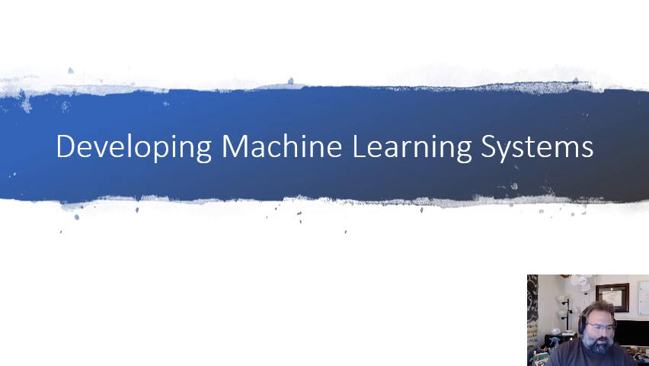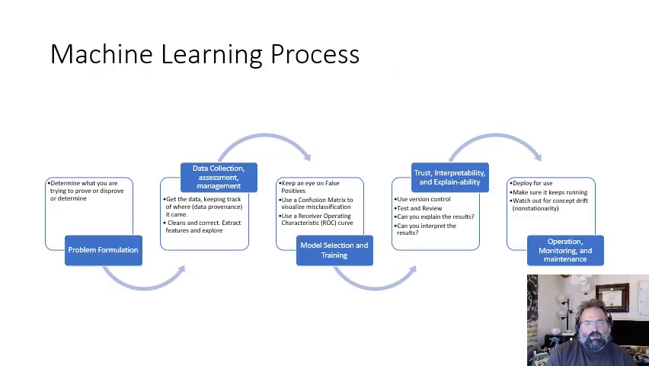Moving on to developing a machine learning environment. The process is what's outlined on the screen. You start by formulating a problem. You go out and get yourself some data, start taking a look at it, start cleaning it and extracting the stuff you care about. Then you move on to model selection.